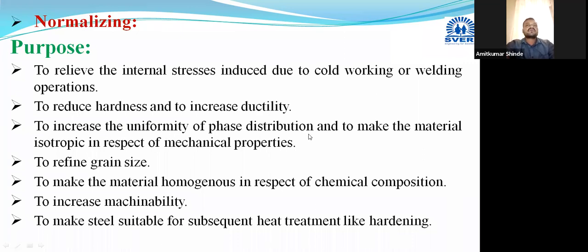To increase the uniformity of phase distribution and to make the material isotropic in respect of mechanical properties, means if you check any point of that material, properties will be the same. Then to refine its grain size and to make the material more homogeneous in respect of chemical composition, we are using this normalizing. To increase the machinability and to make the steel more suitable for further heat treatment processes, we are conducting this normalizing. Now the aims of annealing and normalizing are almost the same, just a slight change will be there.